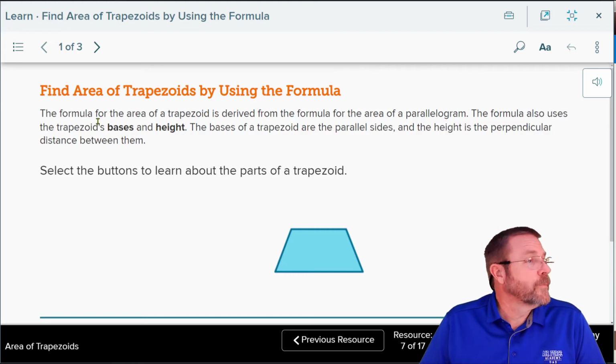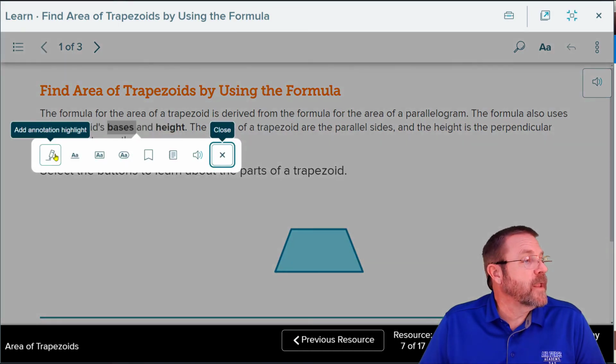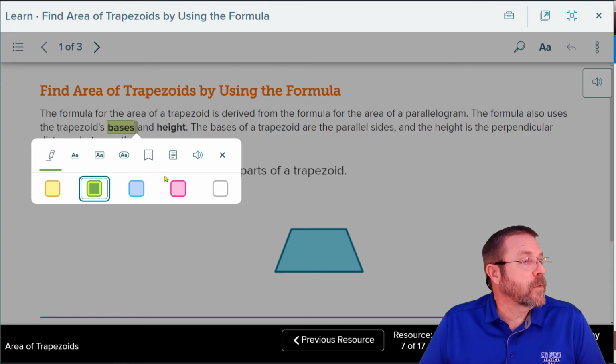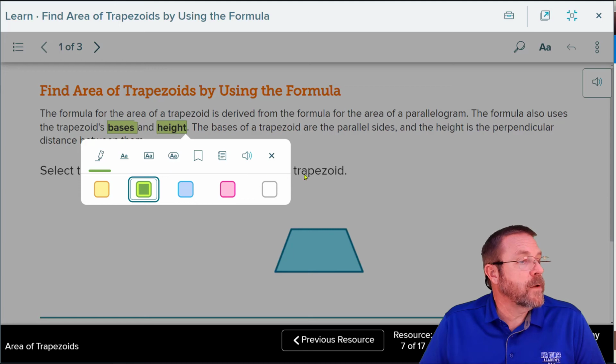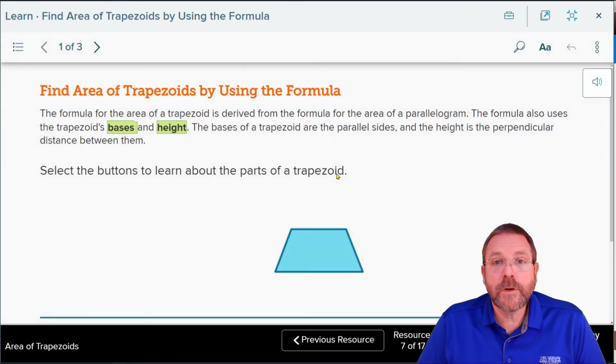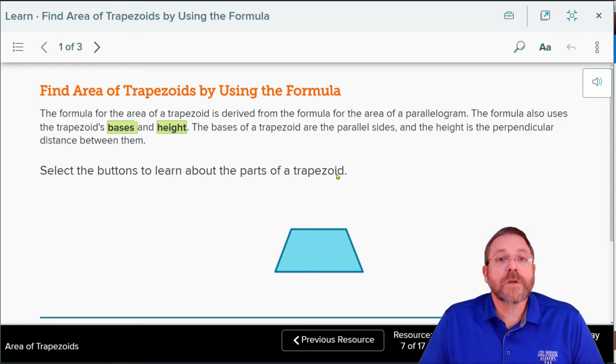using the formula. The formula for the area of a trapezoid is derived from the formula for the area of a parallelogram. The formula uses a trapezoid's bases, that's going to be a vocabulary term, and its height. And then once again, these may or may not be the same vocab definitions you had for the other bases and heights that we looked at. You've got several vocab quizzes in this chapter. You need to know the difference between them.